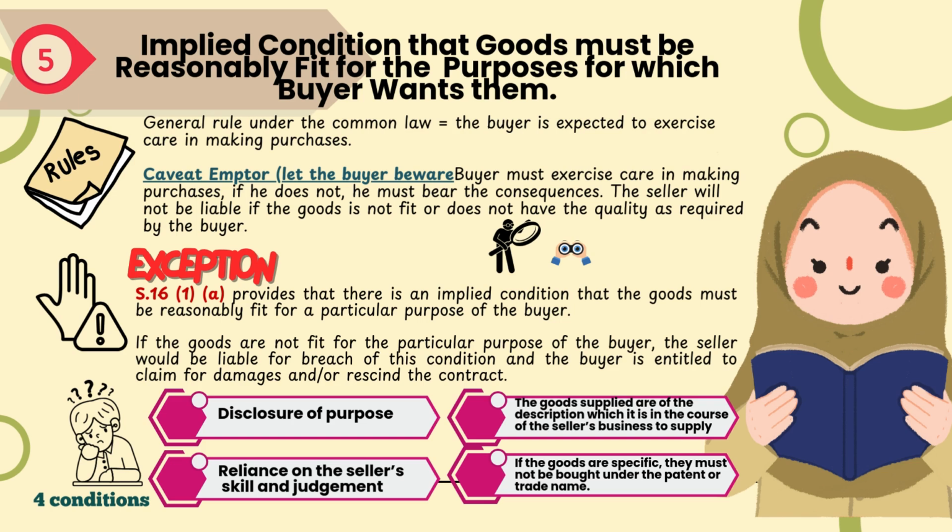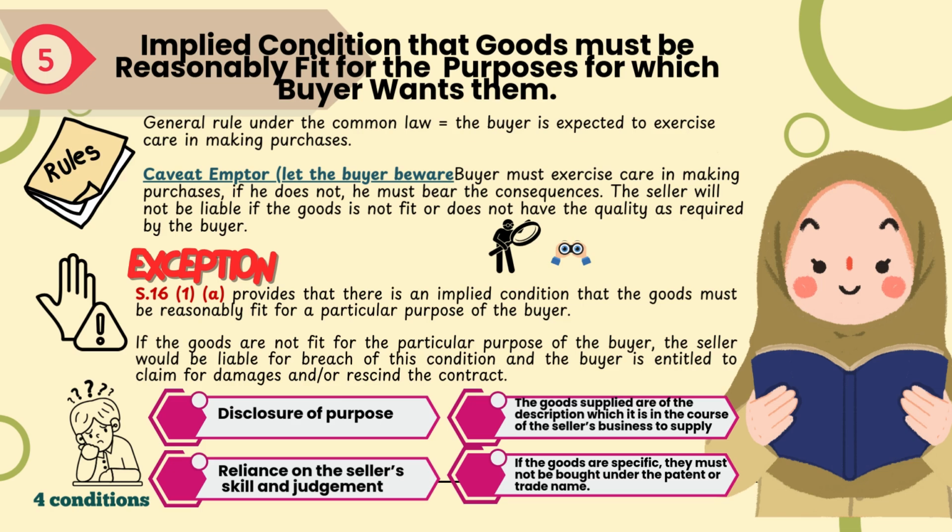buyer. However, under section 16, subsection 1, subsection A, in cases where the buyer makes known expressly or impliedly to the seller the particular purpose for which the goods are required, so as to show that the buyer relies on the seller's skill or judgment, and the goods are of a description which it is in the course of the seller's business to supply, whether as a manufacturer or producer or not, there is the implied condition that the goods shall be reasonably fit for such purpose.